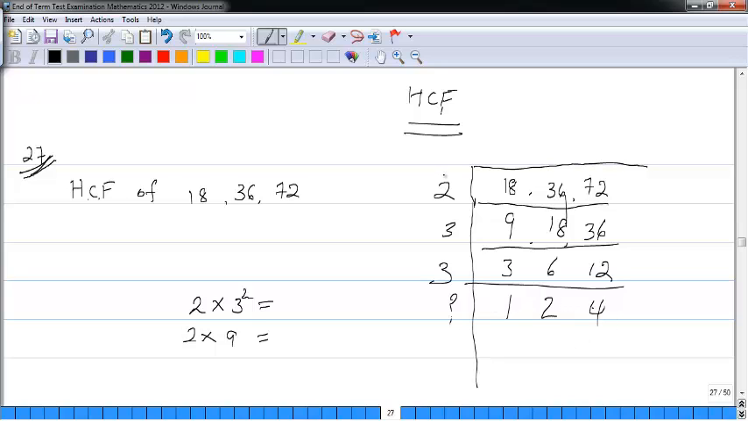So we now circle what we have here, and we multiply these in order to get our highest common factor. What we have is 2 times 3 times 3, or we could rewrite it as 2 times 3 squared, which is 2 times 9. 2 times 9 is 18. So our highest common factor is 18. Based on our responses, for 27, our answer is D.